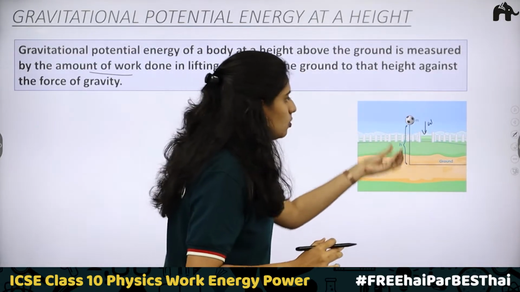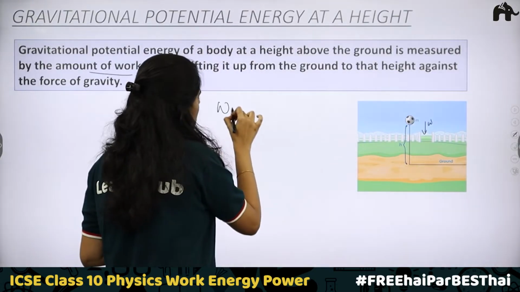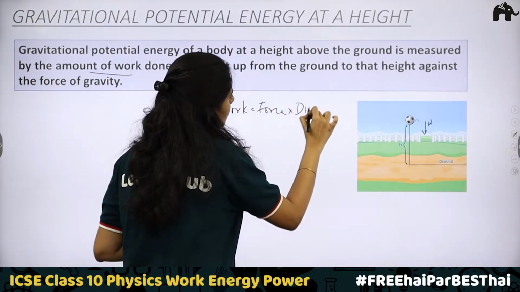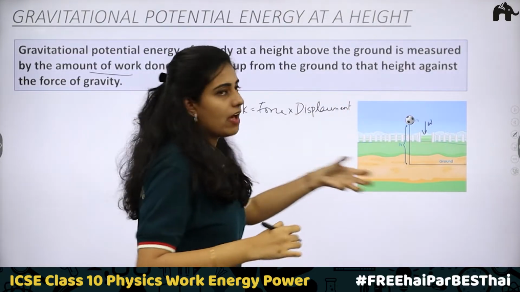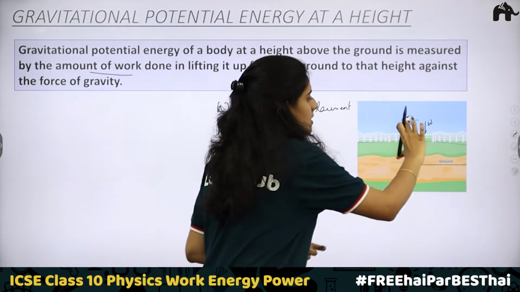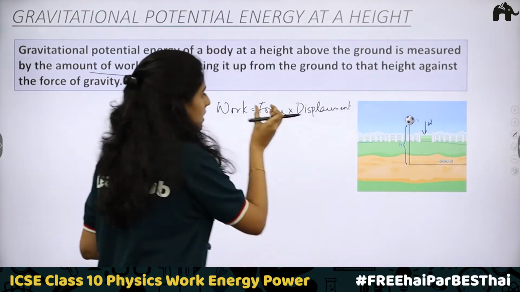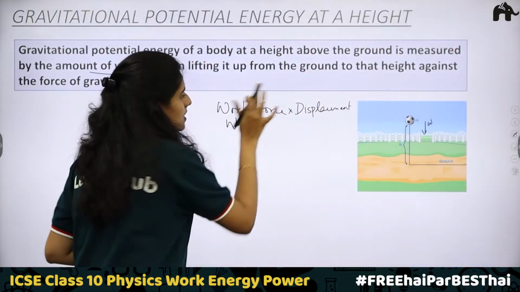So once you lift, what is happening? You are doing work, right? So work is equal to force into displacement. To lift this object, you have applied a force and there is displacement. The body has displaced through a height of h, which means there is force and displacement. Work is force into displacement. Here, what is the force?